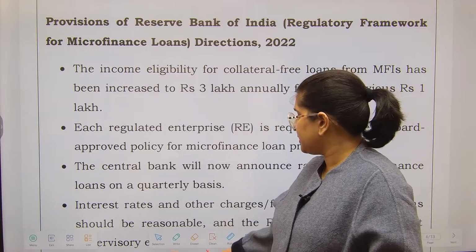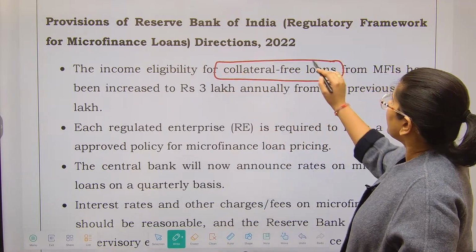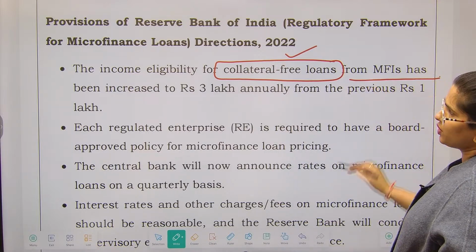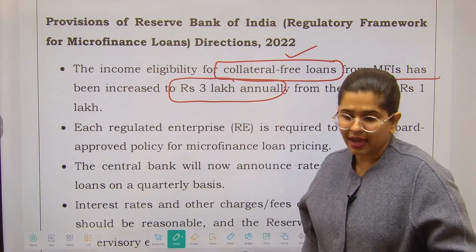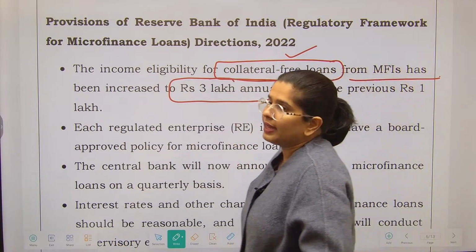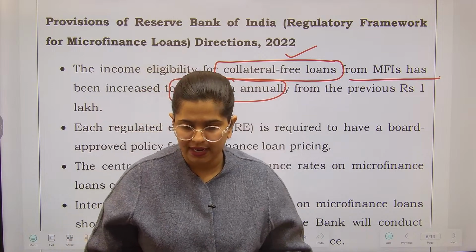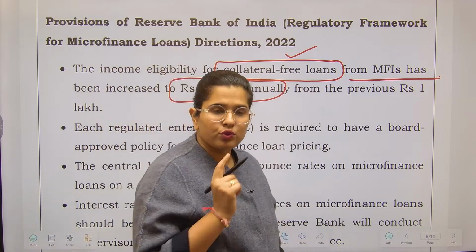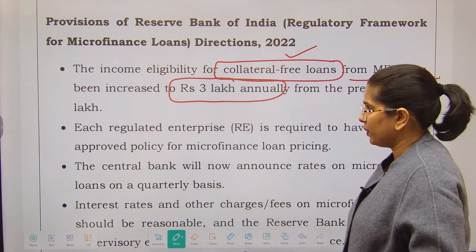The income eligibility for collateral free loans, right? Income eligibility for collateral free loans from a microfinance institution has now increased to 3 lakh annually. Earlier it was 1 lakh rupees, and an institution which provides collateral free credit up to rupees 1 lakh was called a microfinance institution. But now that has been changed. The limit now is 3 lakh annually, right?